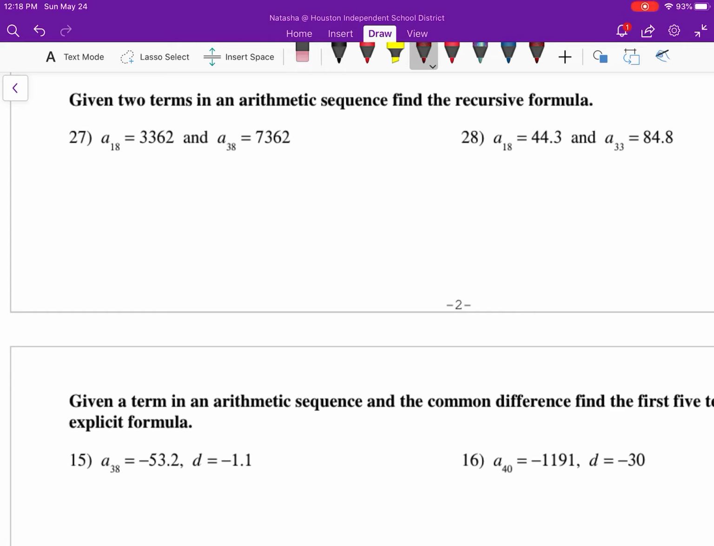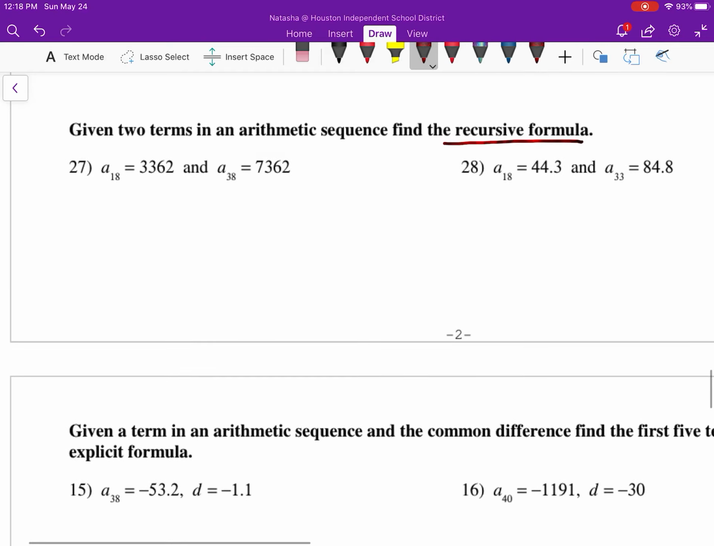So number 27 and 28 are really quite fun in my opinion. They're taking us back to systems of equations. Our final answer is we want the recursive formula. So really what we're looking for is we want to find what our common difference is. Now we're going to use our explicit sequence.